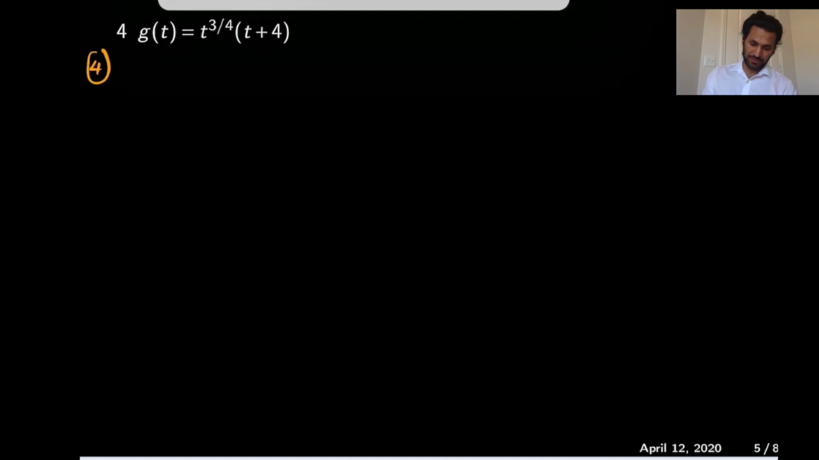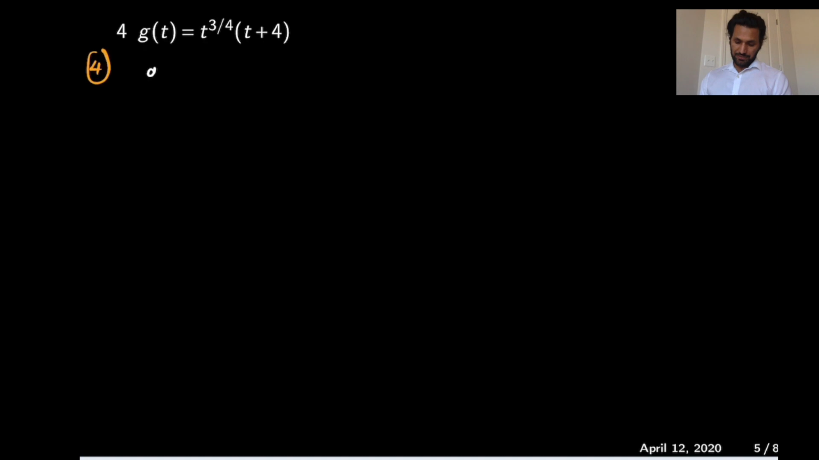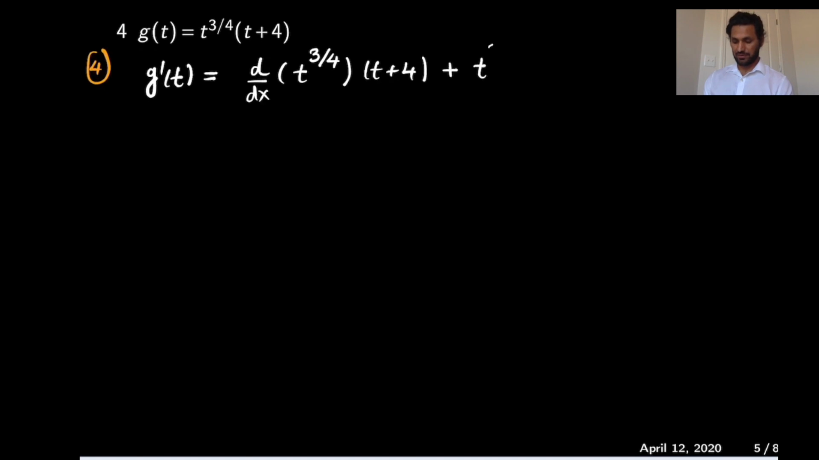Okay, step number 1, we will calculate the derivative of the function. So problem number 4. What is g prime of x? G prime of t, because the function is in the t variable, is also going to be the product of two functions. So we will use the product rule. We have t plus 4 times the derivative of t to the power 3/4, plus t to the power 3/4 times the derivative of t plus 4.